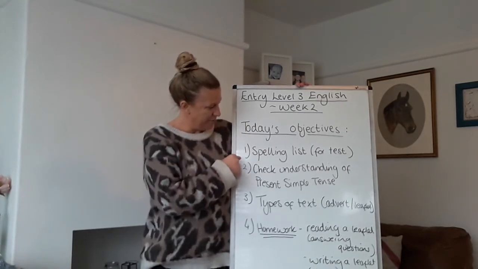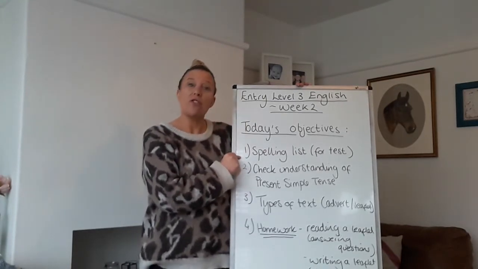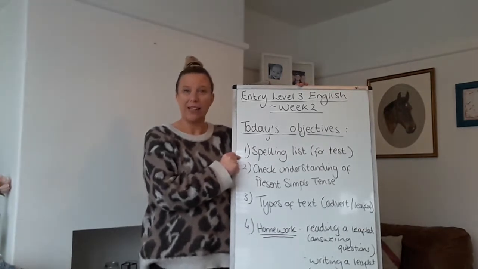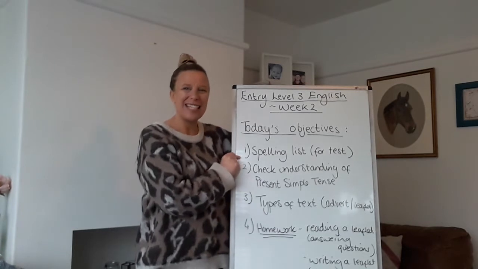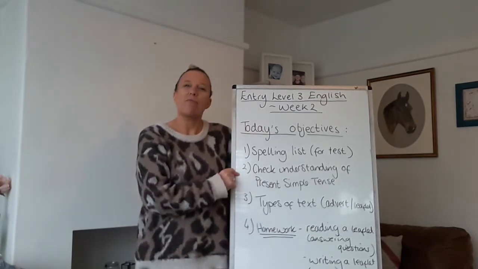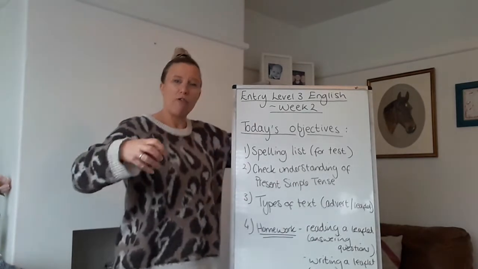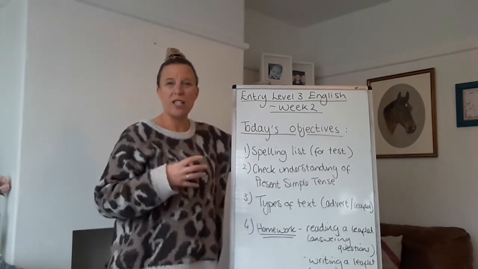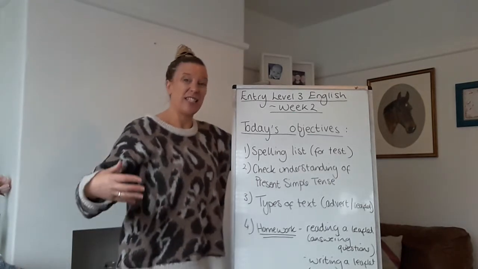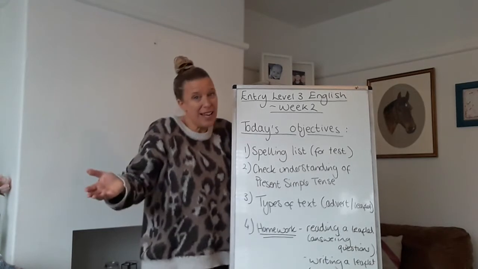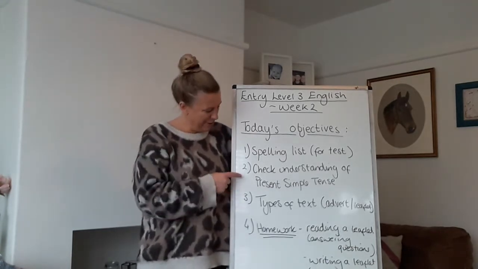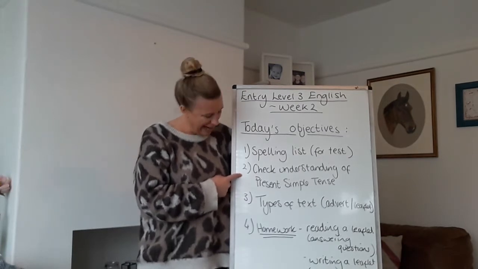Today's objectives: a spelling list. I'm going to give you some words that I want you to learn for a test next week. So you'll have a list of spellings to learn. I want to check your understanding of the present simple tense. We're going to be looking at grammar quite a lot throughout this course, and I'll be checking your understanding of the tenses. We're going to start with the most basic, the most obvious one, I suppose, the present simple tense. So we're going to be looking at that today.